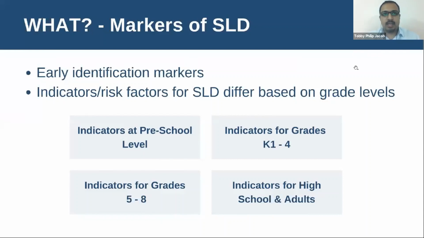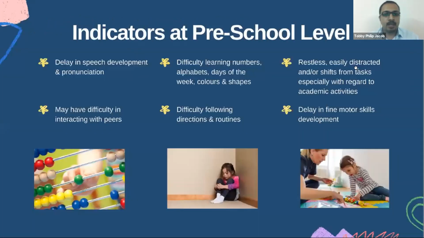Coming back to a Cambridge or an international concept, I will put it into age categories for you. For better understanding, the preschool level is between 2 to 4 years of age. KG 1 to 4 is between 4 to 10 years of age. The indicators of grades 5 to 8 are for 10 to 14 years of age. And high school and above is 14 plus. Okay. Coming back to indicators at the preschool level.